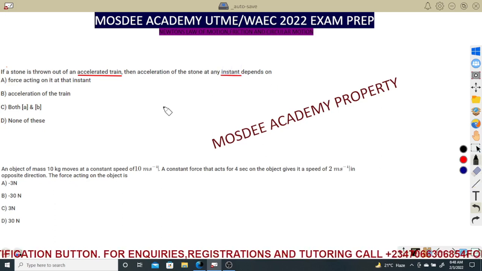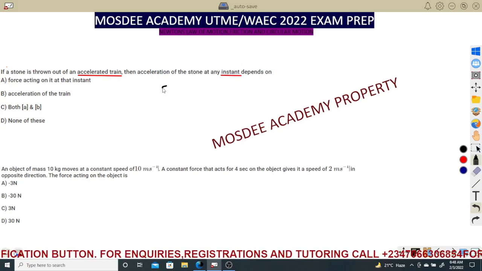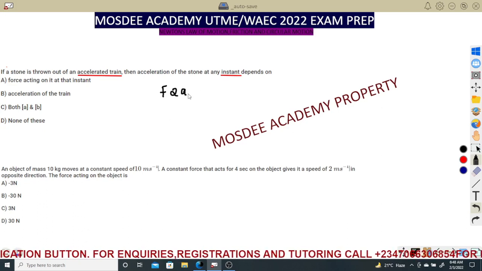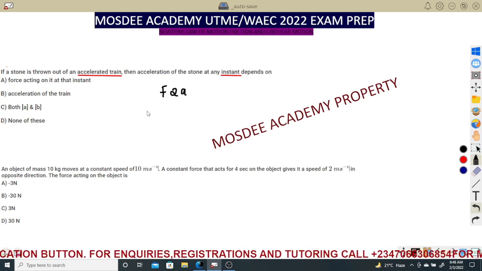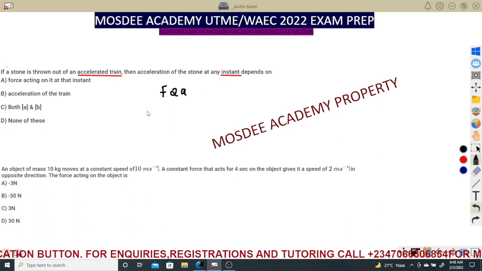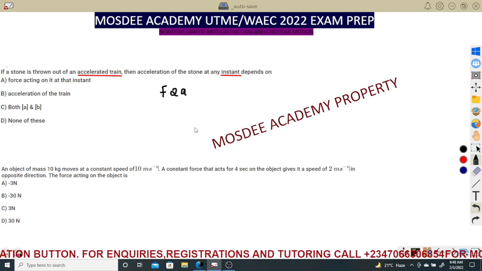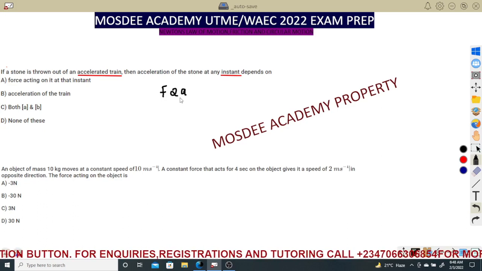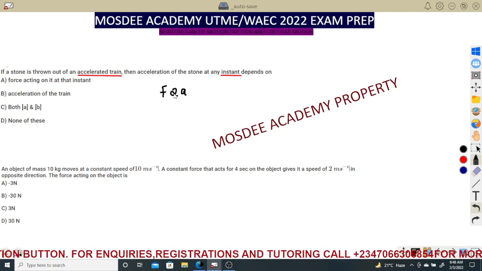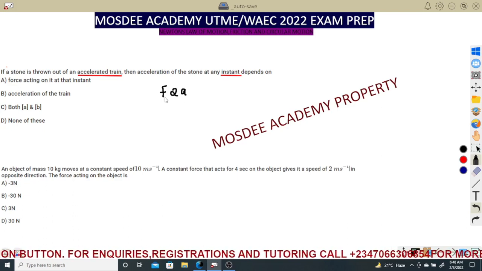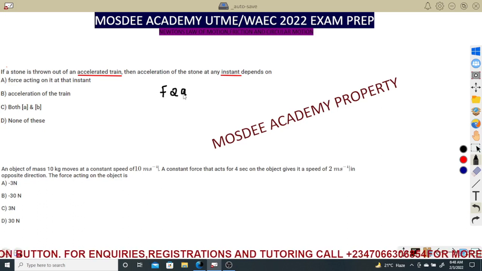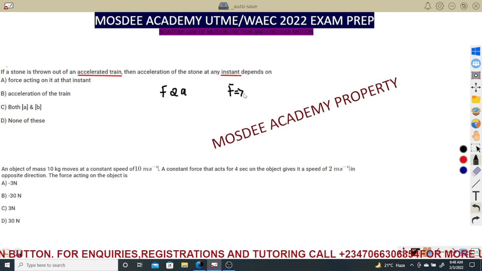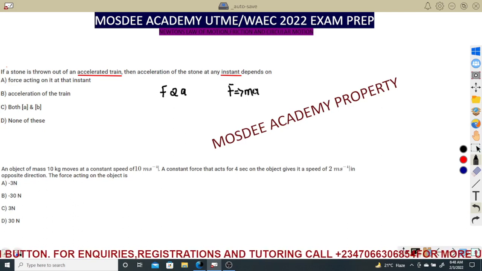I don't think students should have issues with this. We have talked about F is always proportional to acceleration when mass is constant. That is the way the formula was coined. So without wasting time, when the body is accelerating at any instant, at any point, it is always proportional to the force. Please always keep that at the back of your mind because F is proportional to A. And you know the famous formula we have been talking about since morning. F is equal to MA.